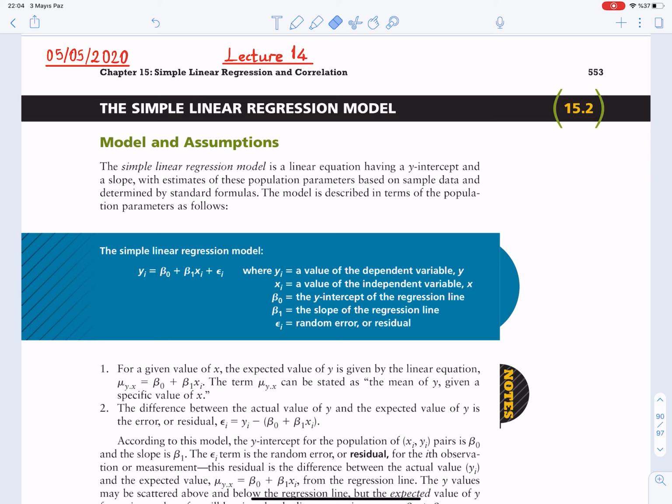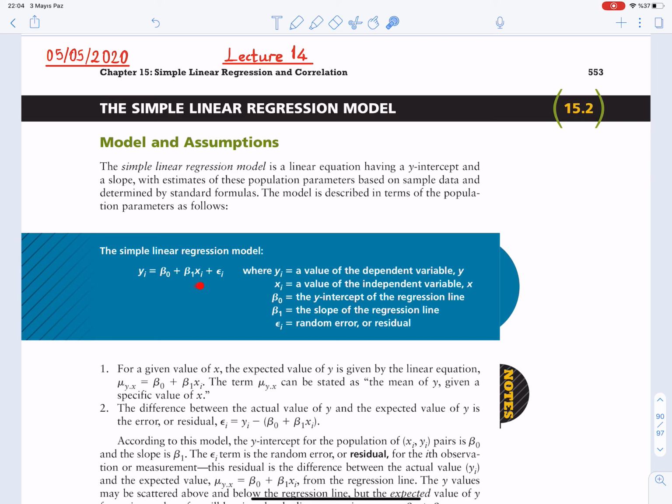A simple regression model is a linear equation having a y-intercept and a slope, with estimates of these population parameters based on sample data and determined by standard formulas. The model is described in terms of the population parameters as follows. So this is the model we're following. That's the simple linear regression model.